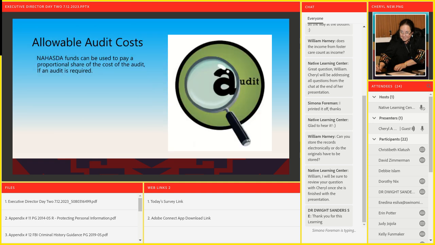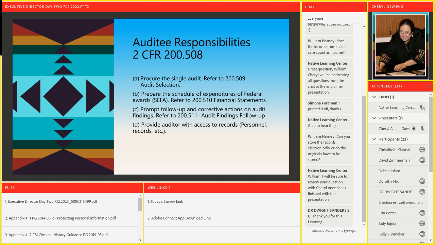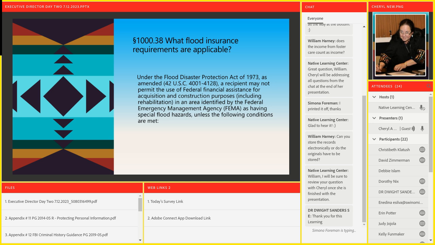You can use NAHASDA funds to pay a proportional share of the cost of that audit if an audit is required, okay? Procure the audit, look at 200.509, prepare the schedule of expenditures, your CFDA, prompt follow-up and corrective actions on your findings, and provide an auditor with access to all of your records.